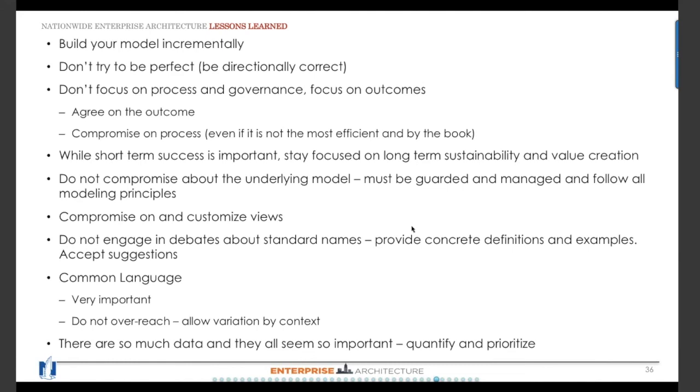While short-term success is important, stay focused on long-term sustainability and value creation. One of the things we continuously found is that when there is big pressure to provide an answer, we think we are getting the answer quickly, but as soon as you give an answer, you're going to get asked 10 more questions.